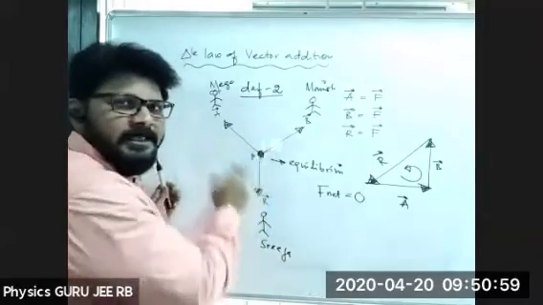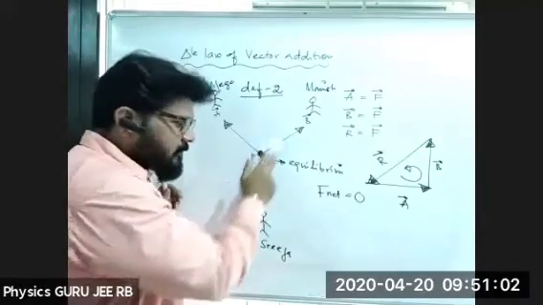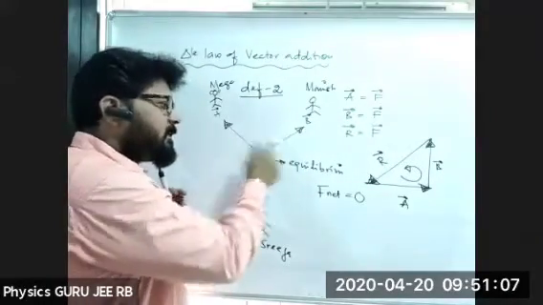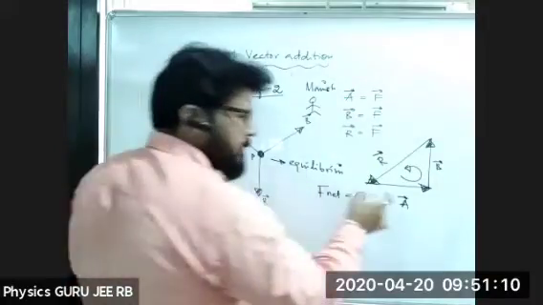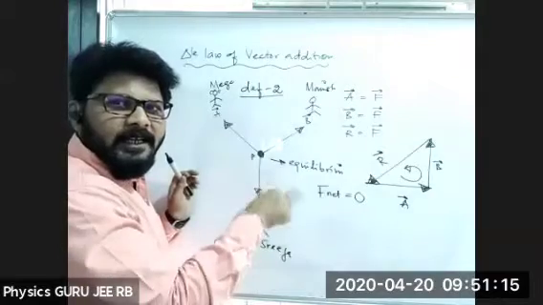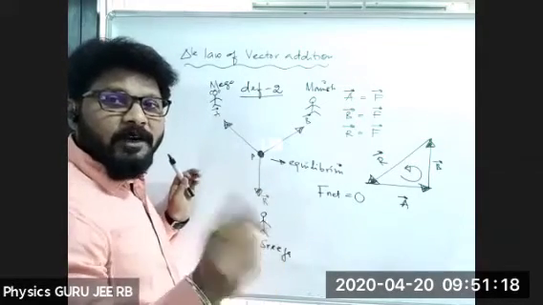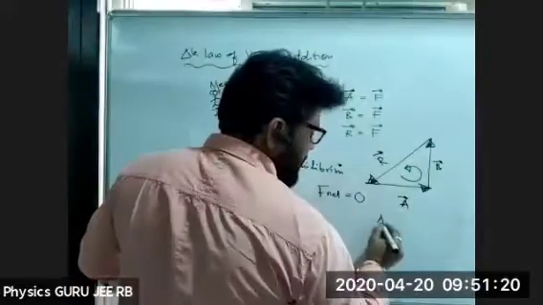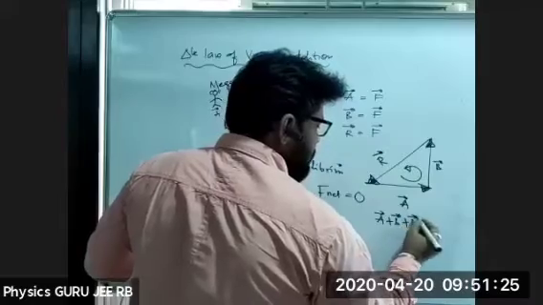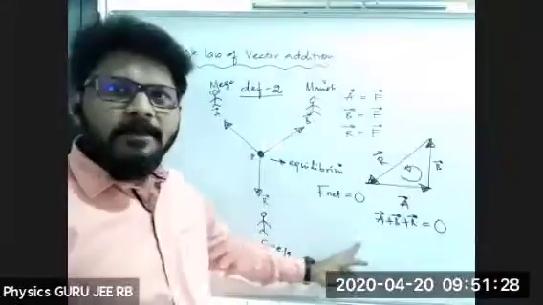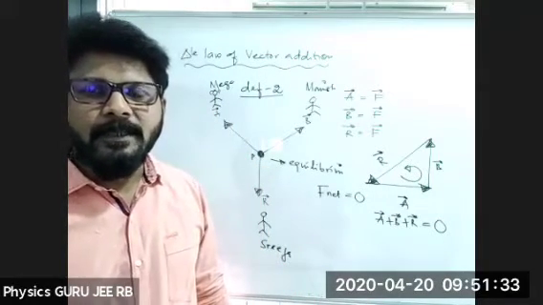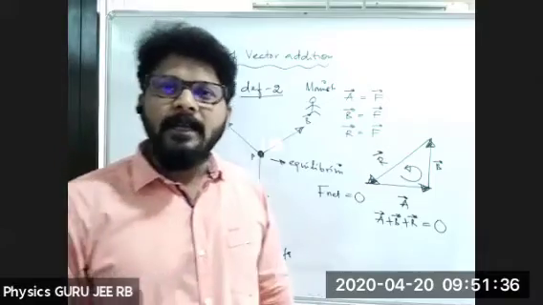Now, 3 vectors. Let us imagine 3 vectors. These are the 3 vectors acting on a particle to keep it in equilibrium. Then these 3 vectors can be represented as 3 sides of a triangle taken in order, so that the resultant force will be 0. So I'll be writing A plus B plus R equal to 0. Right? A plus B plus R equal to 0. Right? First law and second law.